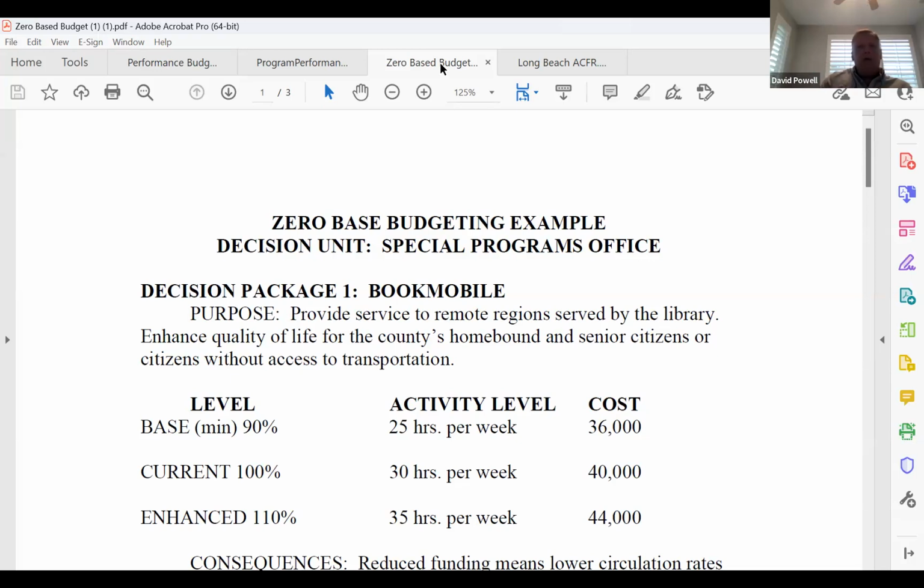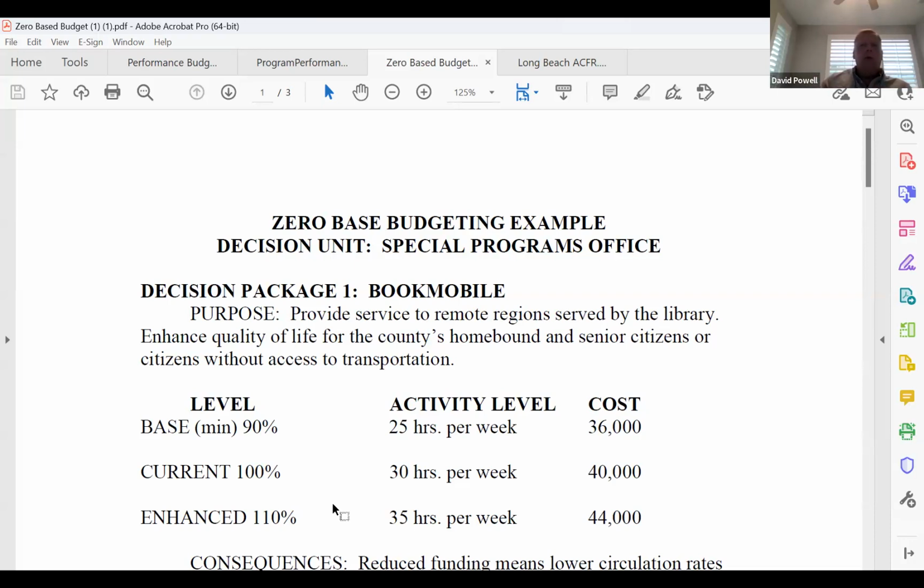And this is a very, very simple example of a decision package. It's important to note that usually decision packages are much longer than this. In the state of Virginia, they do a robust zero-based budgeting process for their state budget, and state agencies are required to prepare decision packages that are typically 40 to 45 pages in length. So they're a lot more detailed than what I'm showing you here.